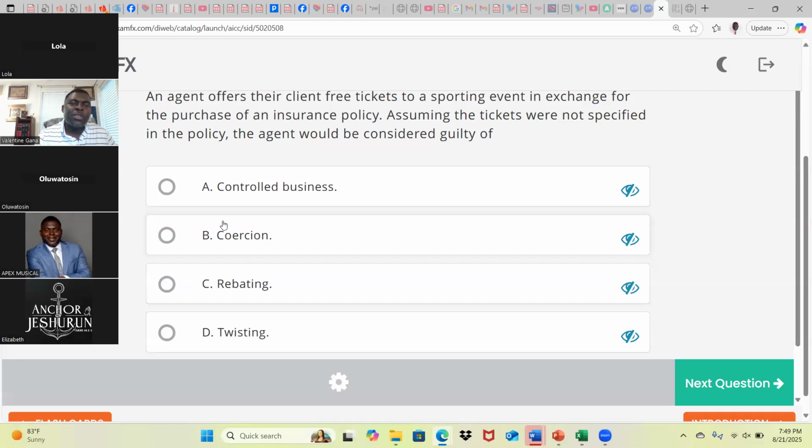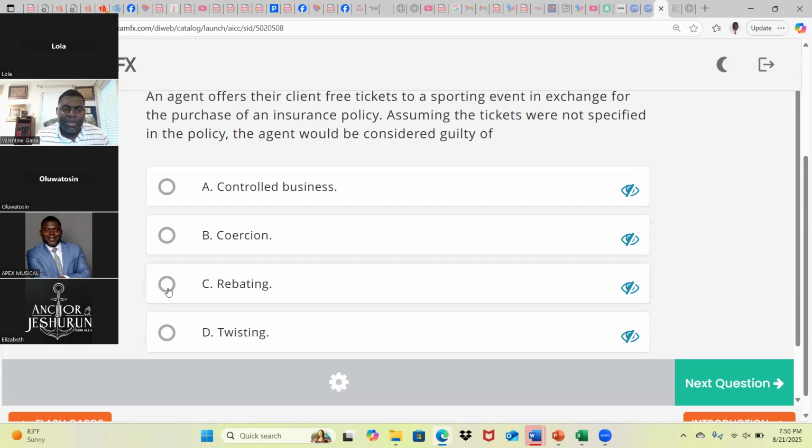Twisting, what is twisting? Twisting is when you use deceptive practices to convince somebody to switch from one policy to another. It is not allowed. And that's why for most policies, if you are rewriting a policy, you have to identify if it's a replacement, list the old policy that you're replacing, and justify the basis for replacing that policy.